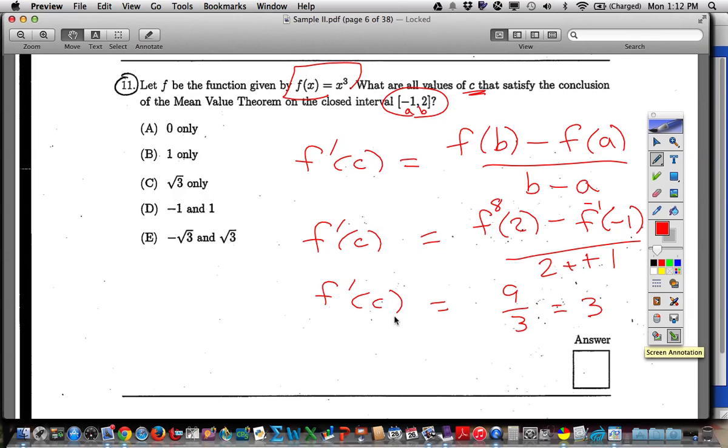Yeah, we got to do the derivative. In other words, they want to know where does the derivative equal the slope between the endpoints. Well, the slope between the endpoints is 3, so where does 3x squared equal 3? Well, that'd be when x squared is 1, when x is plus or minus 1.